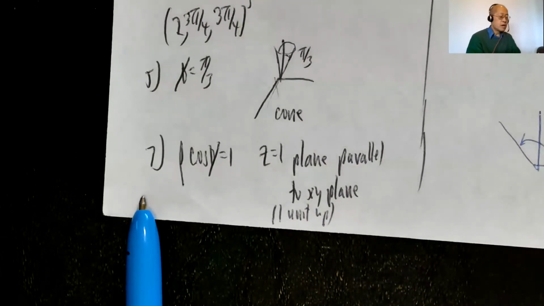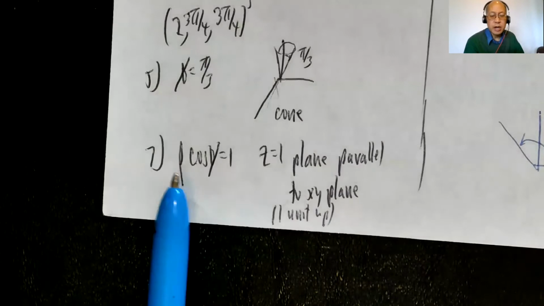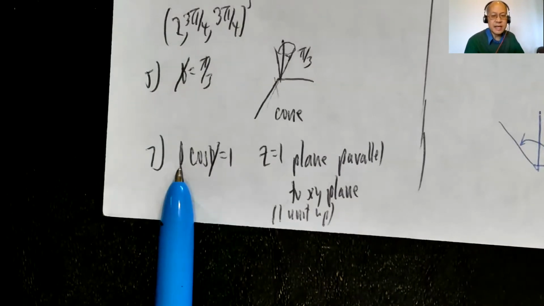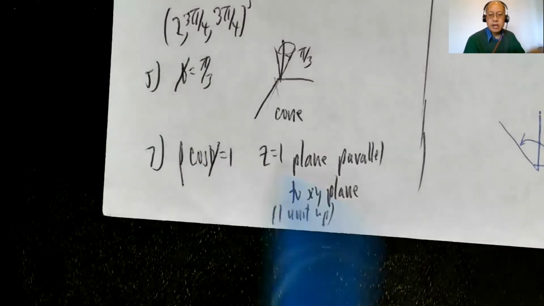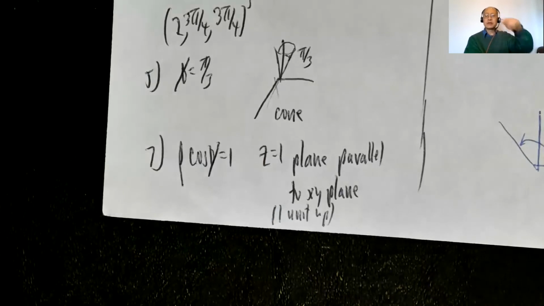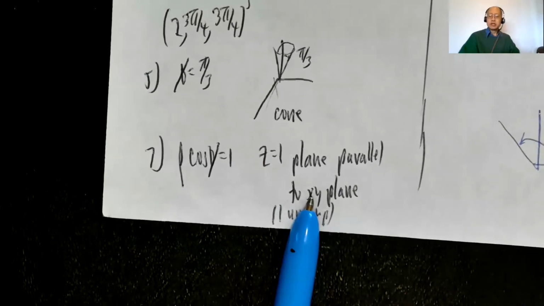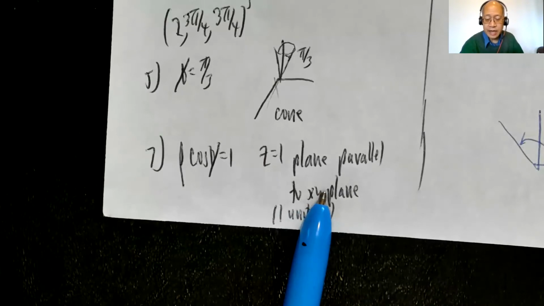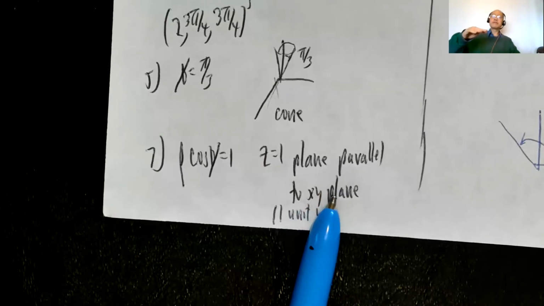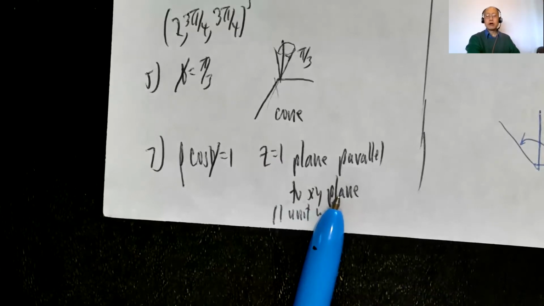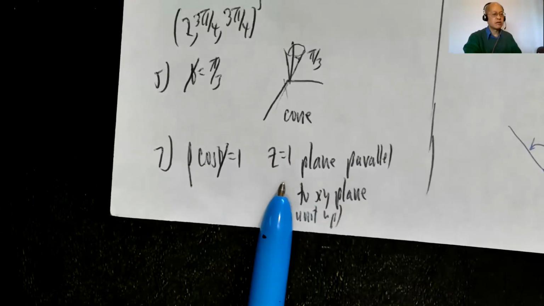Okay, 7. What is rho cosine phi equals 1? Well, rho cosine phi is z, so z equals 1. So that's basically 1 unit up. It's a plane parallel to the xy plane. So think of the plane of the floor. I've been calling that the xy plane, z is 0, and you go up. It's basically the first floor. Okay, and so you're walking all you want on the first floor, as it were.